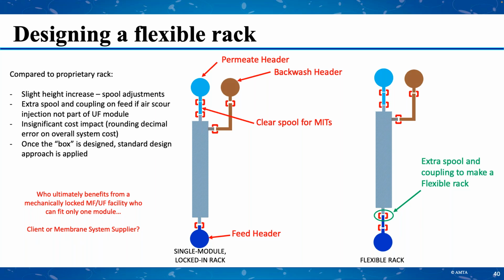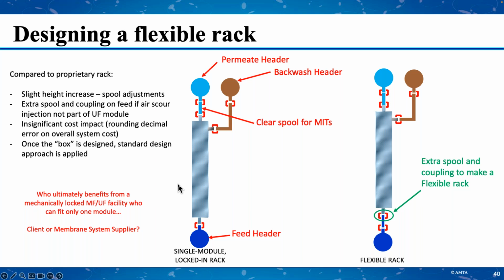So if you want to make a flexible rack, the secret, which is as simple as this, is you build some flexibility in, you put a degree of freedom on your feed by adding a spool of a few inches that allows you to adjust the height of the module based on the different variations that you have. So you add a coupling and a spool to connect the module at the bottom. Instead of doing it directly from the header to the module, you put a little spool of a few inches in between. So the cost impact of doing this is really a rounding decimal error.